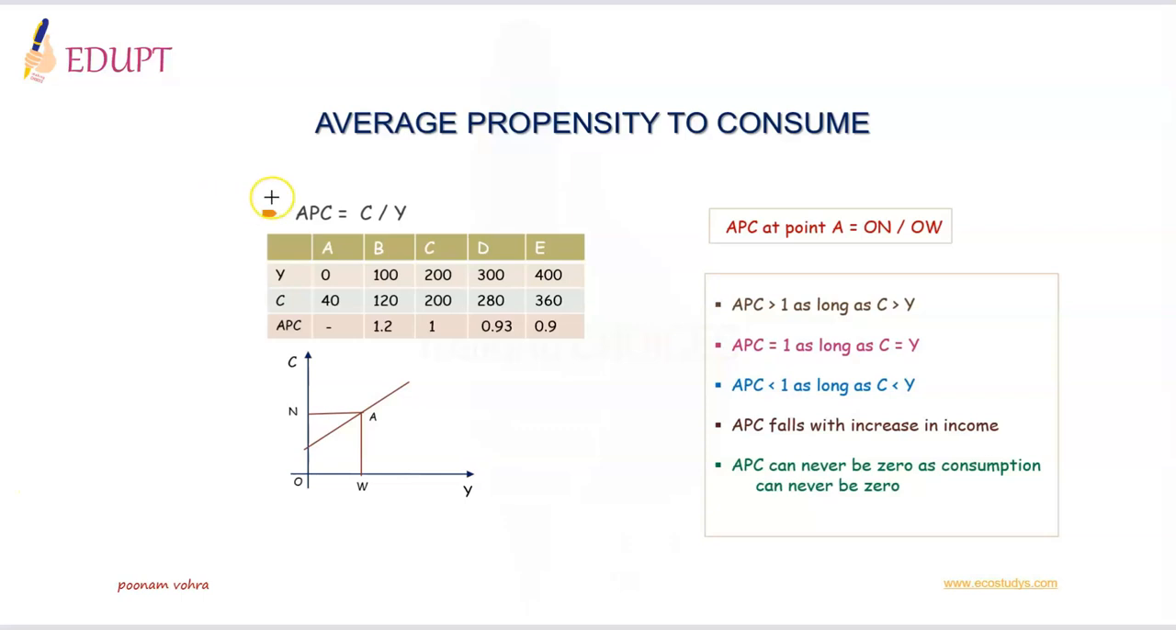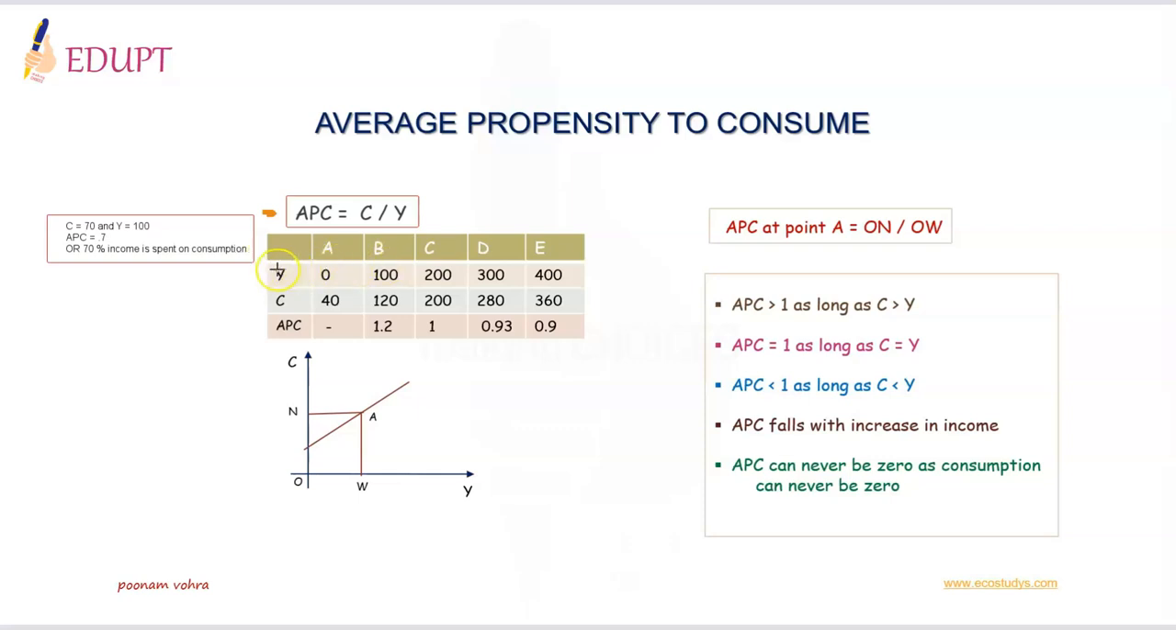Average propensity to consume. It is the ratio of consumption expenses to corresponding level of income, that is C by Y. If consumption is 70 and income is 100, APC would be 0.7, or it implies that 70% of the income is spent on consumption. Let's understand the tabular presentation.